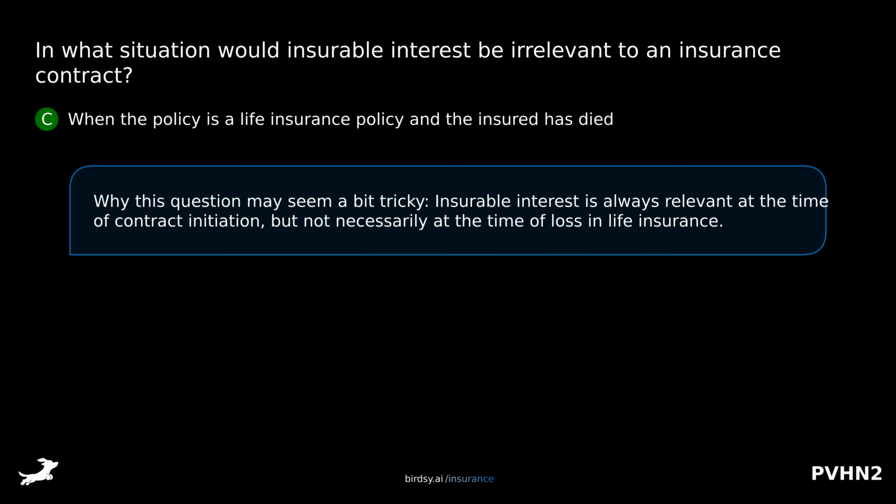Why this question may seem a bit tricky. Insurable interest is always relevant at the time of contract initiation, but not necessarily at the time of loss in life insurance.